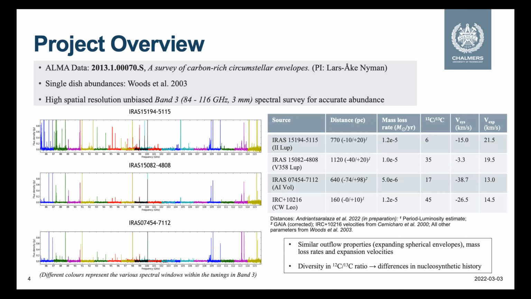If you look at the values in the table, you will notice that these stars have similar expansion velocities and outflow properties. All these stars have a relatively simple spherical expanding morphology, and more or less similar mass loss rates.